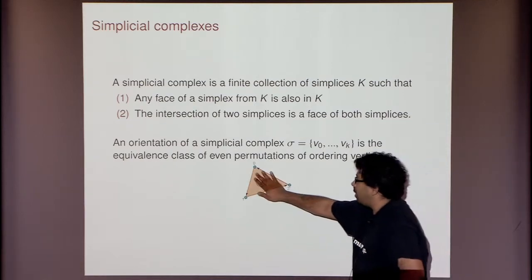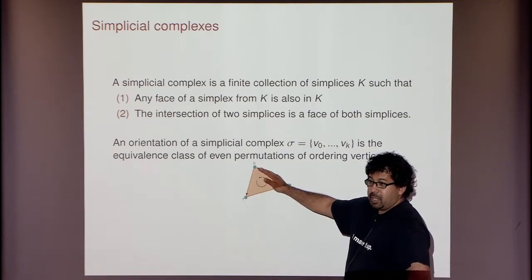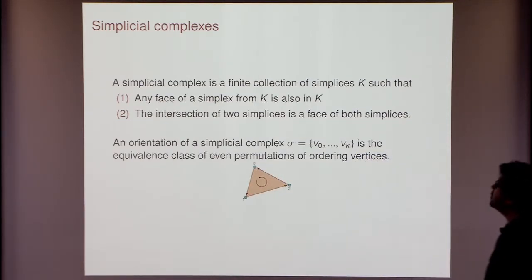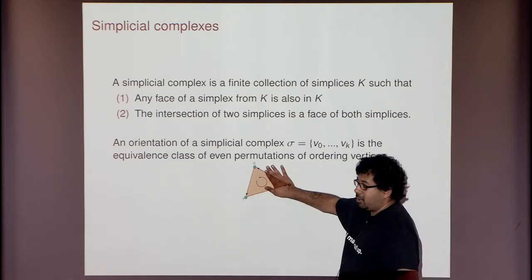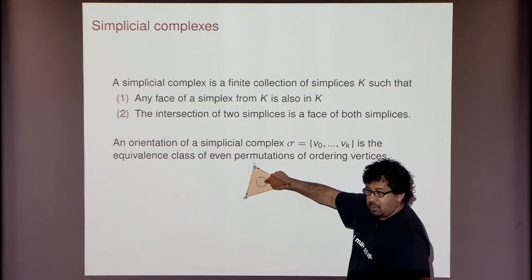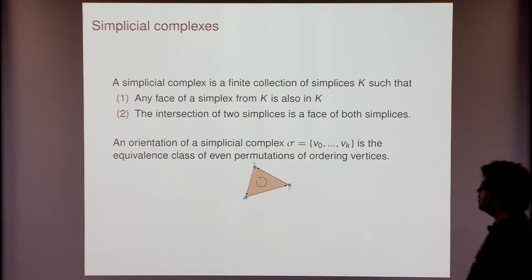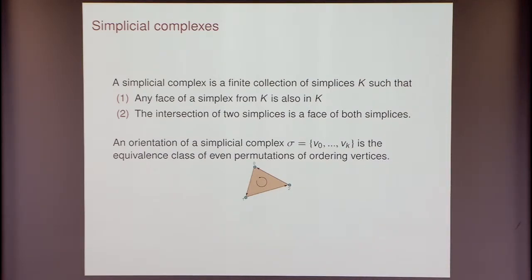So if I gave you a triangle, I couldn't remove one of the edges. That would not be legal. And the intersection of two simplices is a face of both simplices. Can't take a triangle and just stick an edge right in the middle. That would not be legal. Okay, so that's kind of what we're saying.